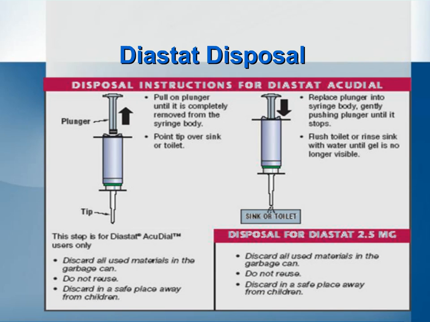When the student is secure, you'll need to be sure the Diastat plunger is disposed of correctly. First, pull the plunger until it's completely removed from the syringe body. Now point the tip over the sink or toilet and expel the remainder of the medicine if any is left. Flush the toilet or rinse with sink water until gel is no longer visible. Discard all used materials in the garbage can. Do not reuse. Discard in a safe place away from children.